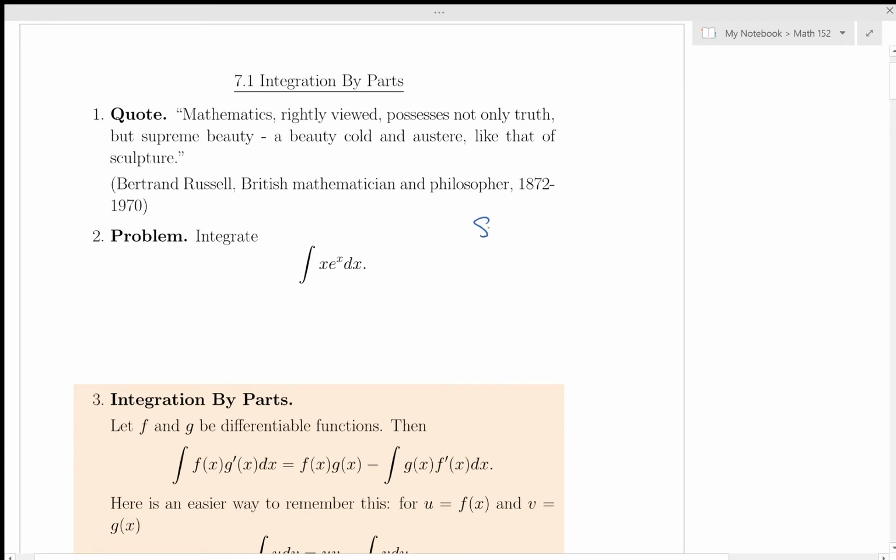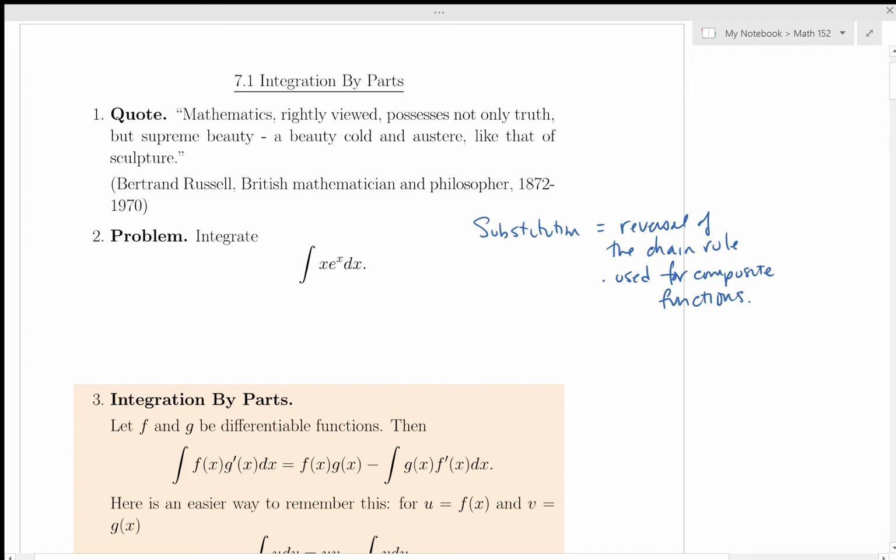So I'm just going to make a note of that. Substitution is like a reversal of the chain rule. And so we were using it for composite functions. We had to sort of see that indirectly, but that's what we were doing. So that was our first method.